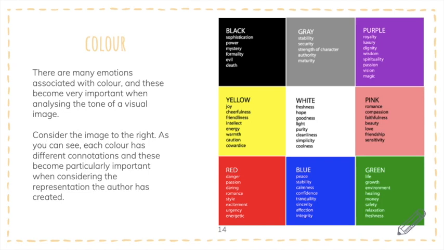So black might connote sophistication, power, mystery, evil, death. Whereas, say, yellow connotes joy, cheerfulness, friendliness, and so on.